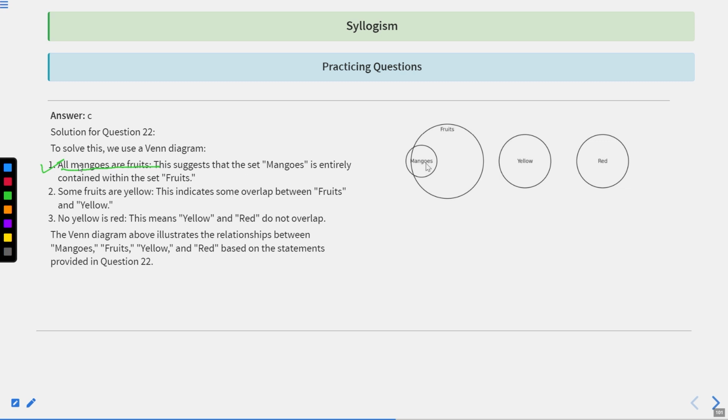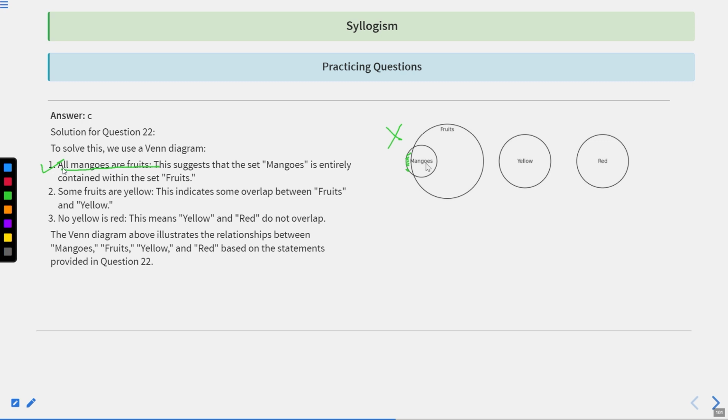The Venn diagram of this particular statement says that all mangoes are fruits. The Venn diagram which is being represented, is it correct, my dear students? No. The Venn diagram in front of you right now is not correct, because as you can all see, there is a certain portion of mangoes which is outside the circle representing the fruits, meaning that some of the mangoes are not fruits according to the Venn diagram, which is not true according to statement number 1.